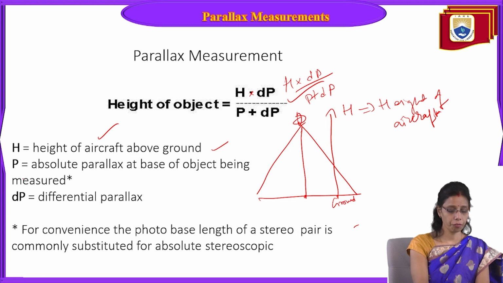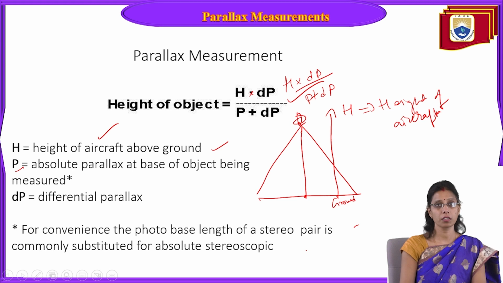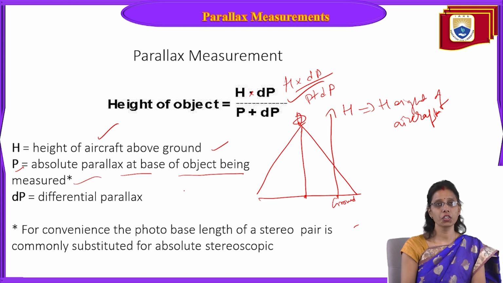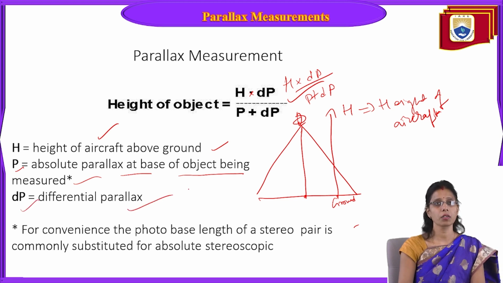Now we have P here. What is P? P we have discussed before. P is the absolute parallax at base of object being measured. So that is the average base length, P. Now dP. What is dP? Differential parallax. So how do we measure the differential parallax? The differential parallax is the difference between the base and the top of the object.